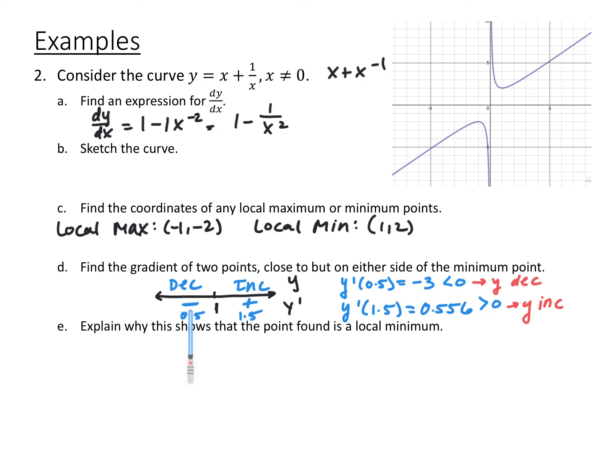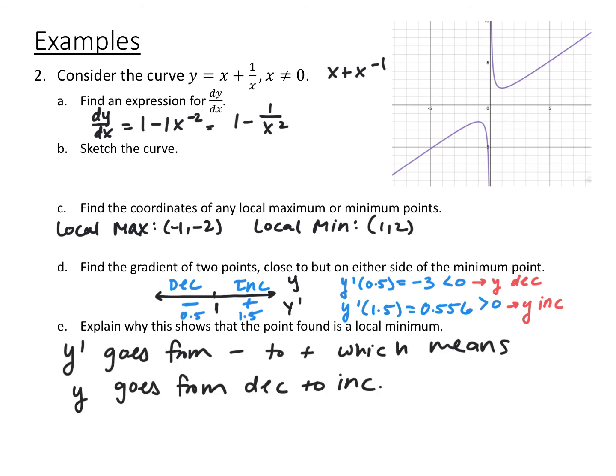So if my derivative goes from negative, which means the original function is decreasing if you have a negative slope, and it switches to positive, which means my original function now is increasing, if I go from decreasing to increasing, that is why we have a local minimum. So this is a good way to organize when you're deciding whether something's a local minimum or a local maximum. So again, it's a local minimum because your derivative goes from negative to positive, which means your slope is going from negative to positive, which means your original function is going from decreasing to increasing.